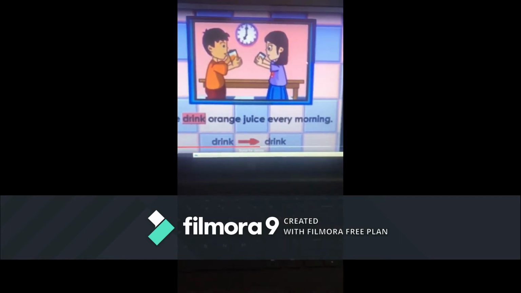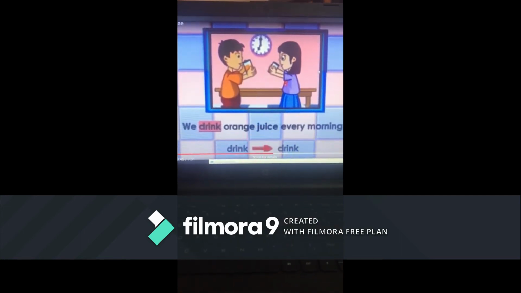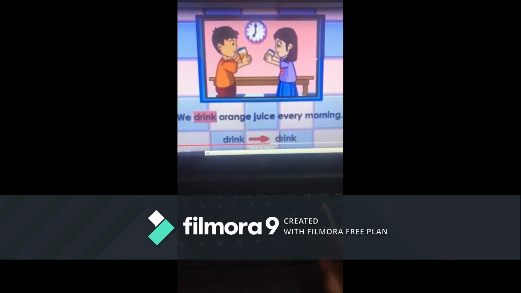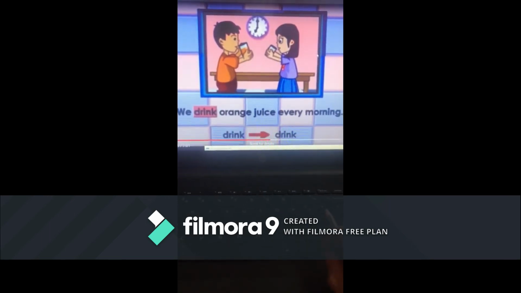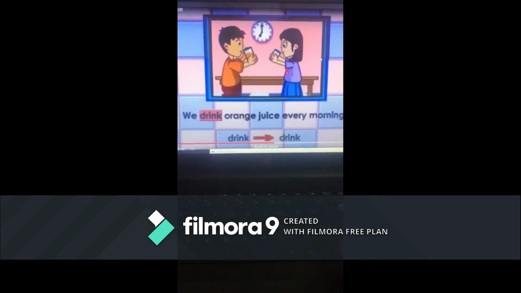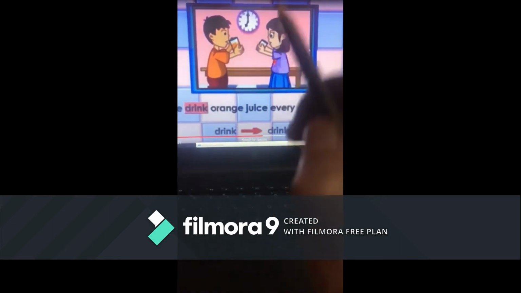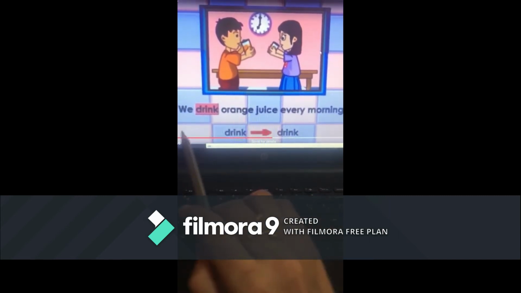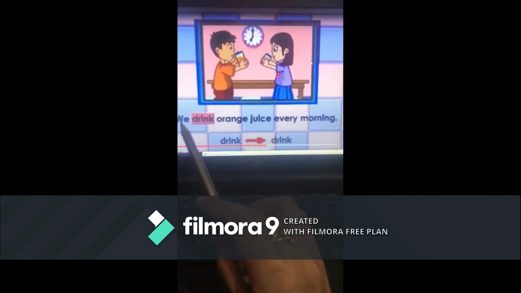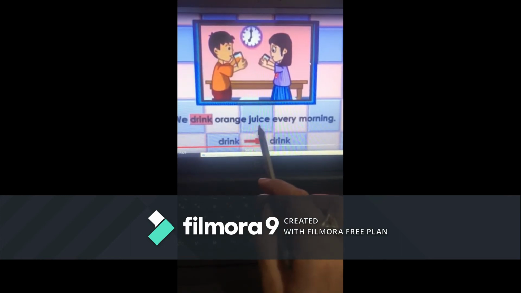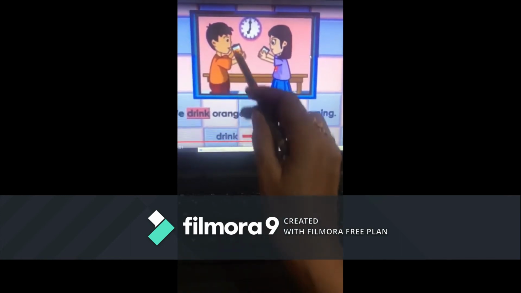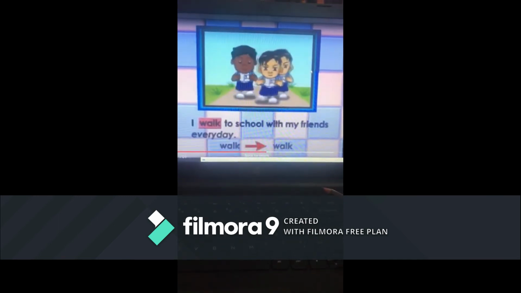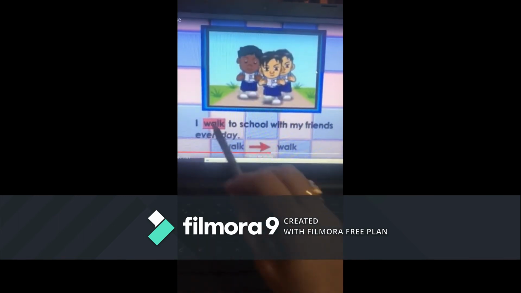Children, I repeat, we are trying to understand what is simple present tense. So when we are using the plural form of the simple present tense, we will not add s to the verb. As this example says, we drink orange juice every morning. So you can see the action is going on. Can you see?